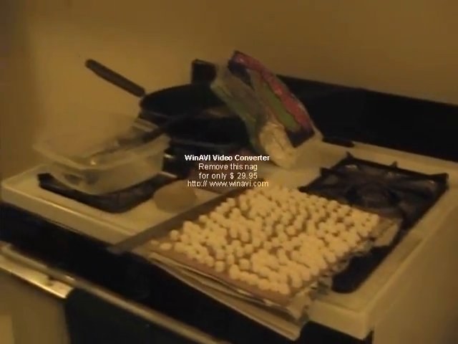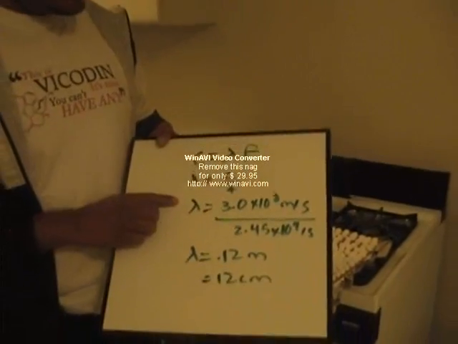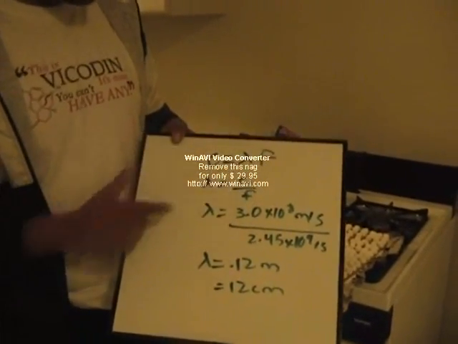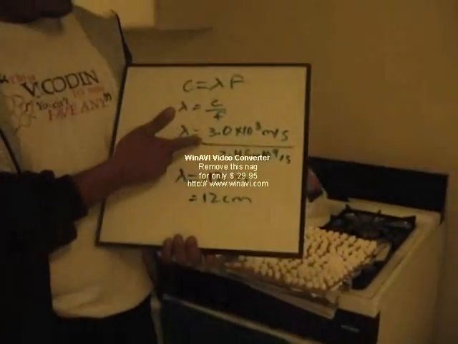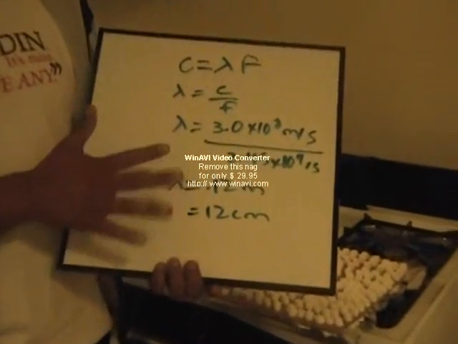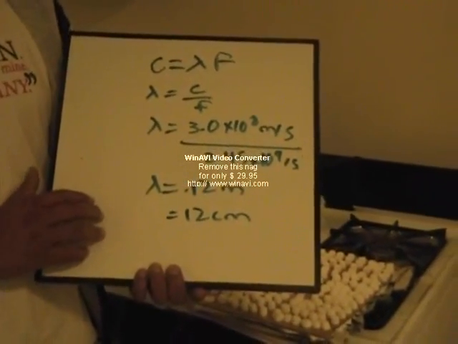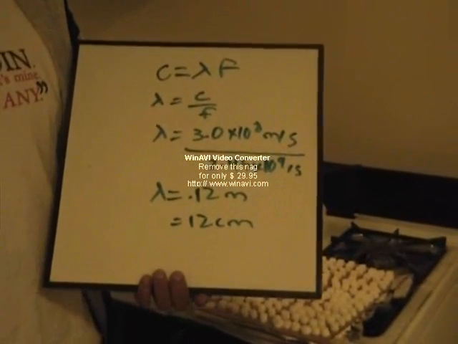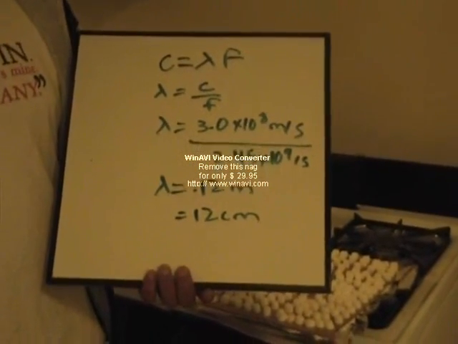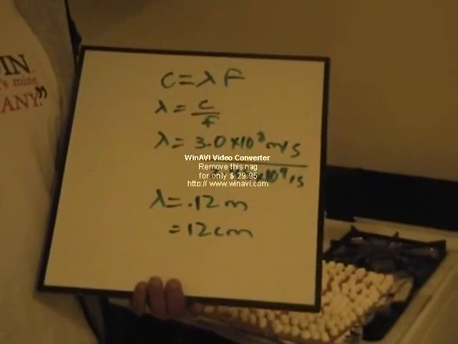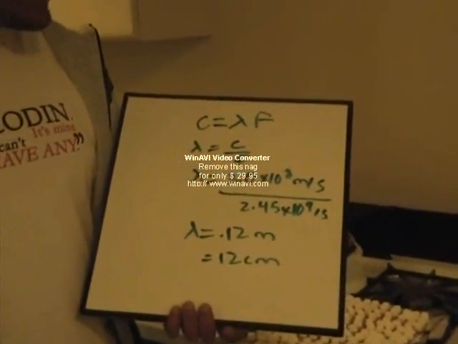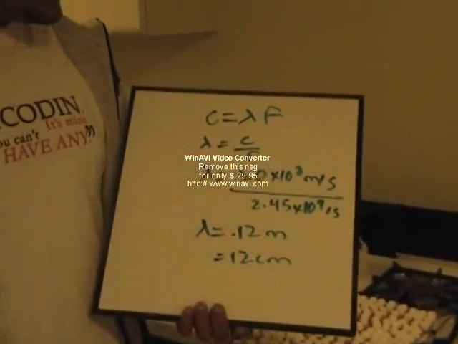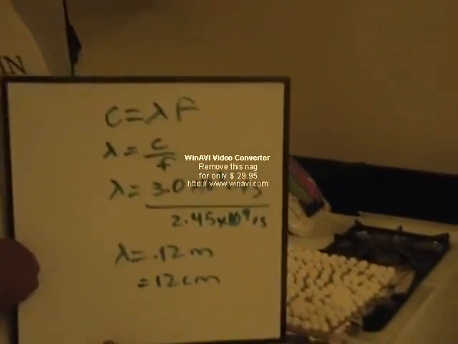Going back to the equation we said earlier, wavelength equals the speed of light over the frequency, we can see that this works out at the average frequency of many microwaves, which is 2.45 times 10 to the 9th hertz. There you go. Which makes the wavelength about 12 centimeters, and that's exactly what we got right here.